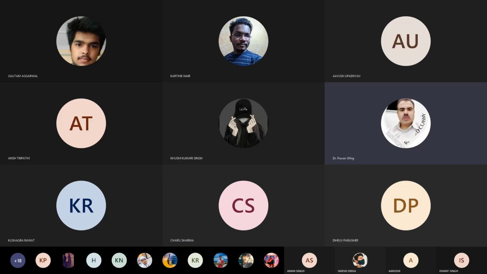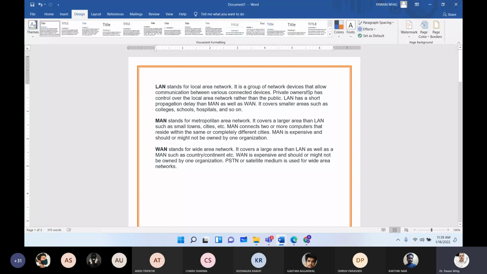LAN, MAN, and WAN are the three terms which are associated with the internet. So in today's class, we are going to discuss what LAN is, how it is different from MAN and WAN, how the different concepts are made, and what their utilities and applications are. Everything we are going to discuss in detail. So first of all, the LAN.